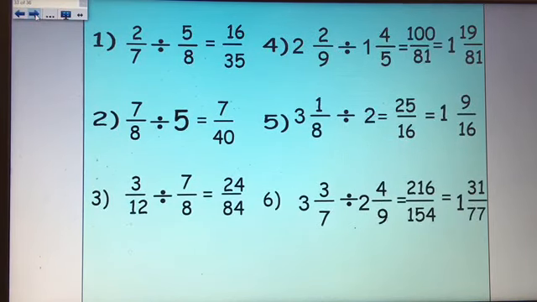So here we go. Number one, I don't believe can be simplified, nor can number two. Number three, 24 and 84, both in the 12 times table. So that could be simplified down to 2/7. And 4, 5 and 6, it's got the answers as improper fractions and as mixed numbers simplified down.